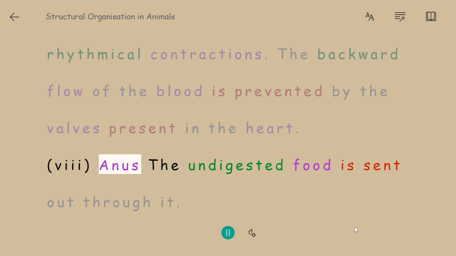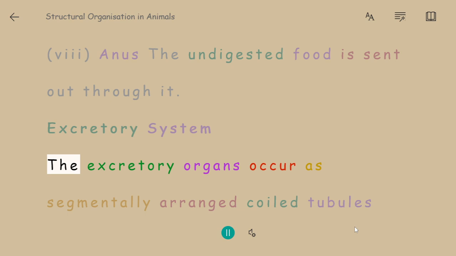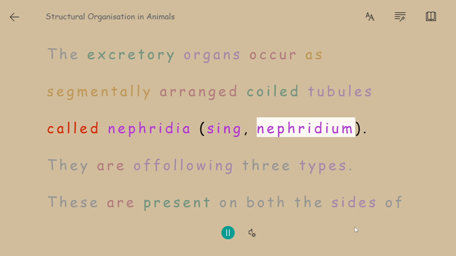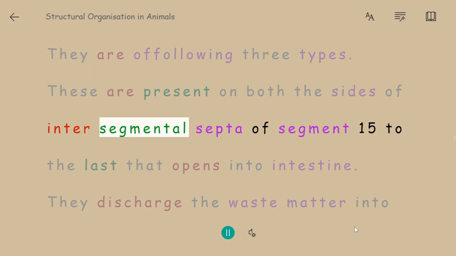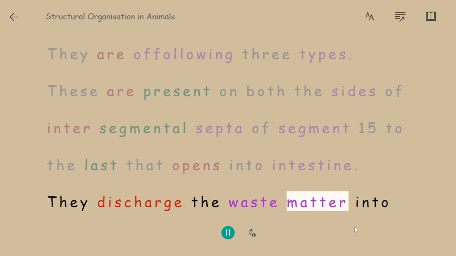Excretory system. The excretory organs occur as segmentally arranged coiled tubules called nephridia, singular nephridium. They are of the following three types. These are present on both the sides of intersegmental septa of segment 15 to the last that opens into the intestine. They discharge the waste matter into the gut via septal excretory ducts and supraintestinal ducts.